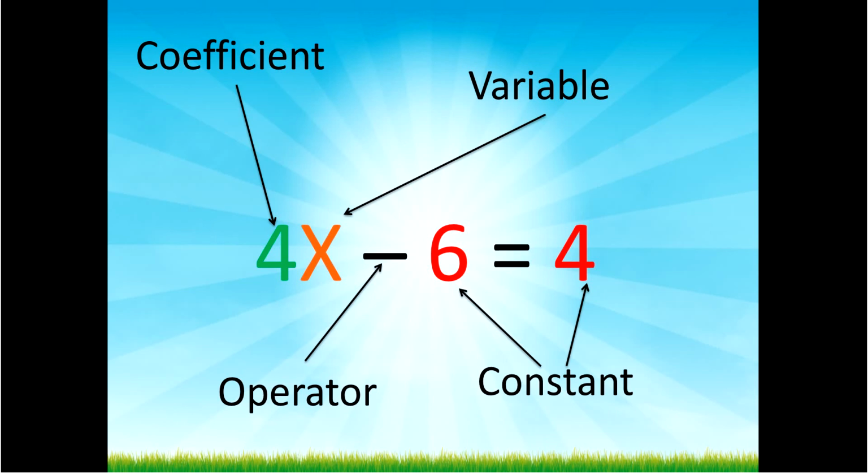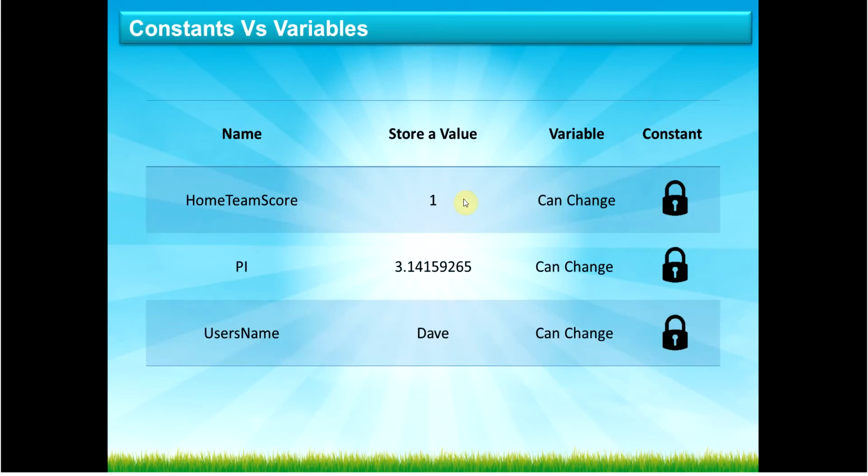So for instance, if you got the right answer and I got the wrong answer, we've both got a different answer for the variable x. So the answer can vary. Okay, so here I've got variables versus constants.